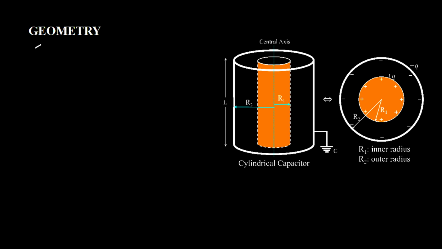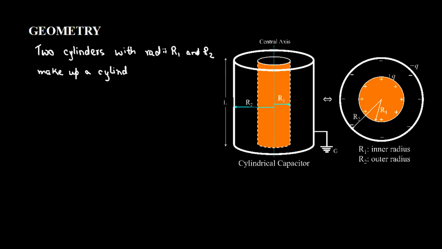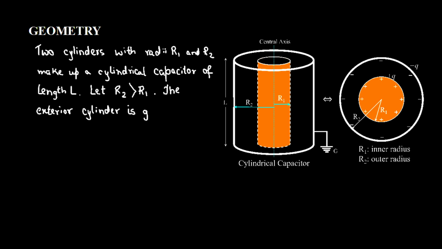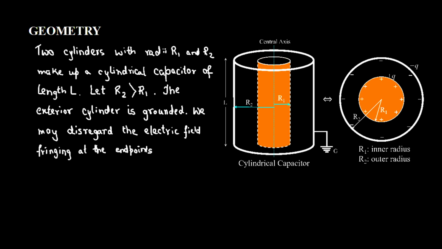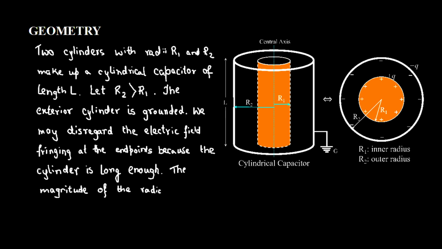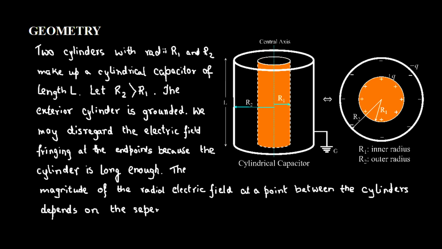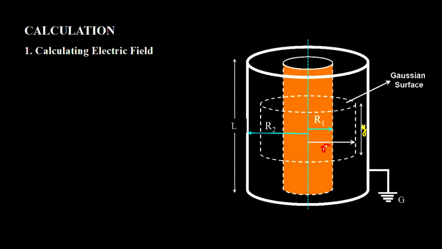Geometry. Two cylinders with radii R1 and R2 make up a cylindrical capacitor of length L. Let R2 be greater than R1. The exterior cylinder is grounded. We may disregard the electric field fringing at the endpoints because the cylinder is long enough. The magnitude of the radial electric field at a point between the cylinders depends on the separation from the central axis. Calculation. Number 1. Calculating electric field.